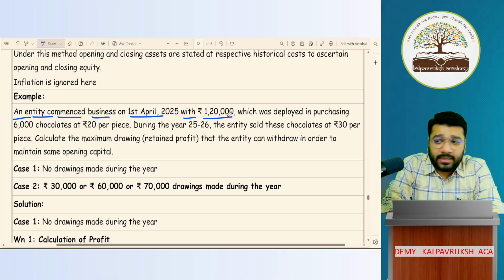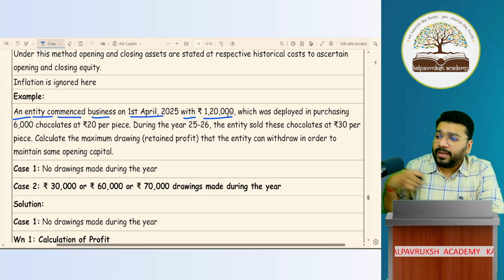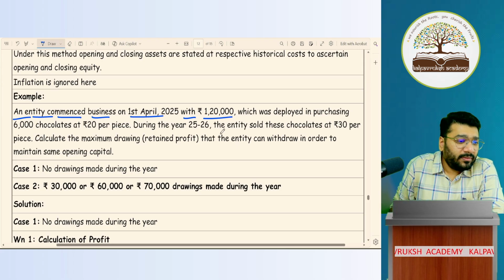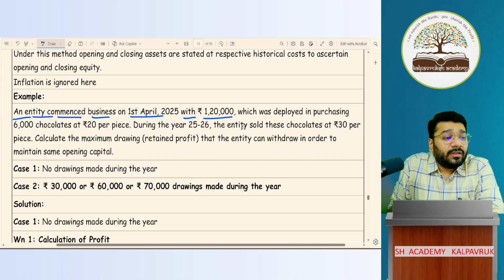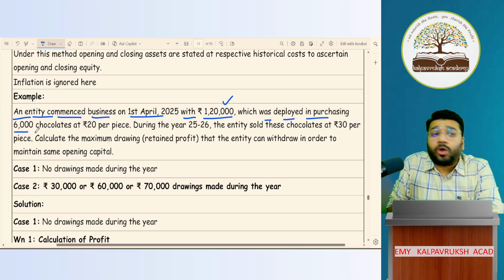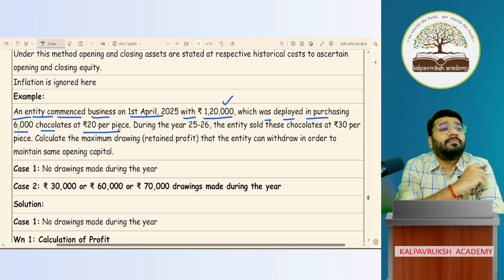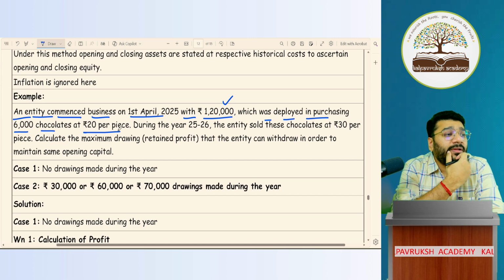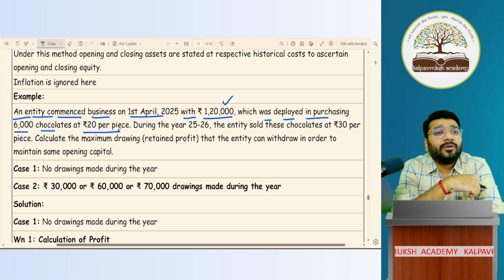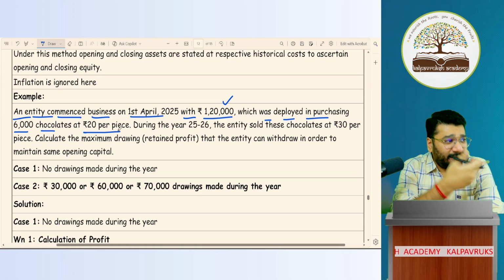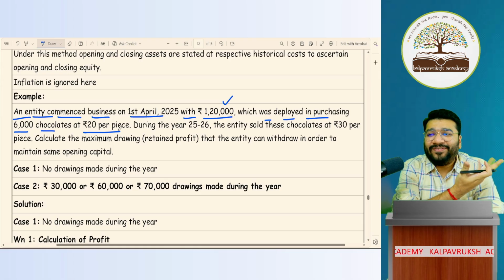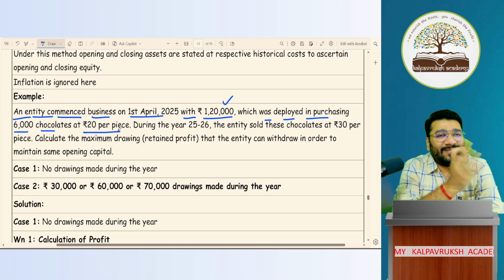Yes or no? Yes. Online people, please switch on your videos. Srinanda, Harita, Abhinaya, Inya, all of you, please. This 120 was deployed in purchasing 6,000 chocolates at rupees 20 per chocolate. So who's doing this business? Chocolate, it's Lakshita, like from her face itself. Chocolate, it's Pratik sir.